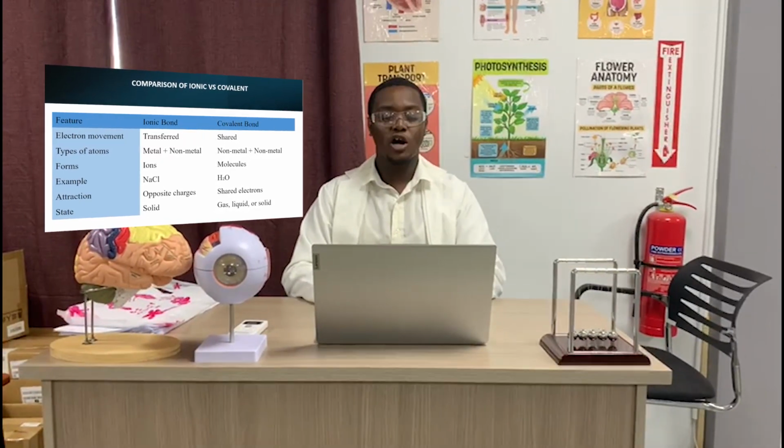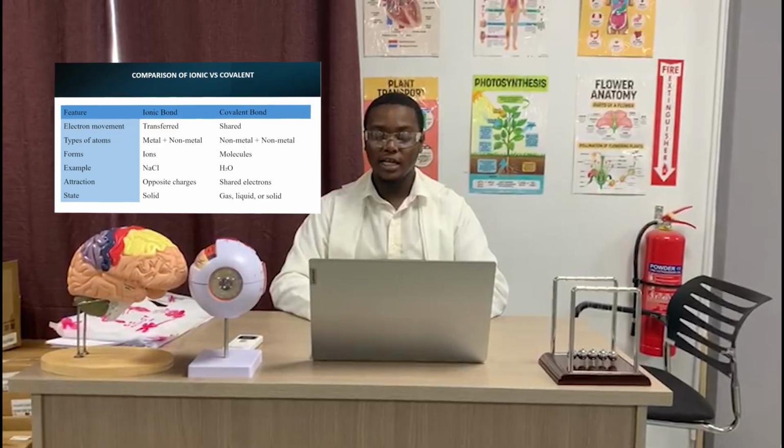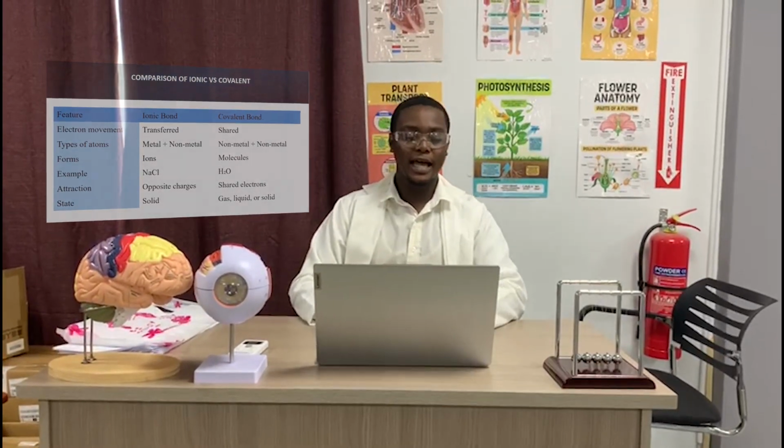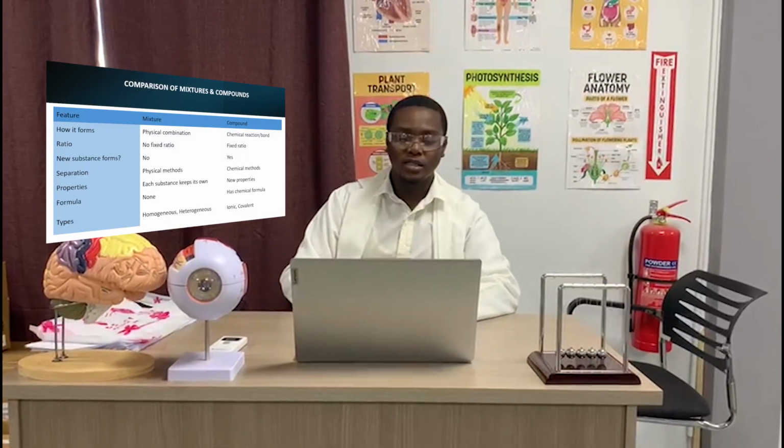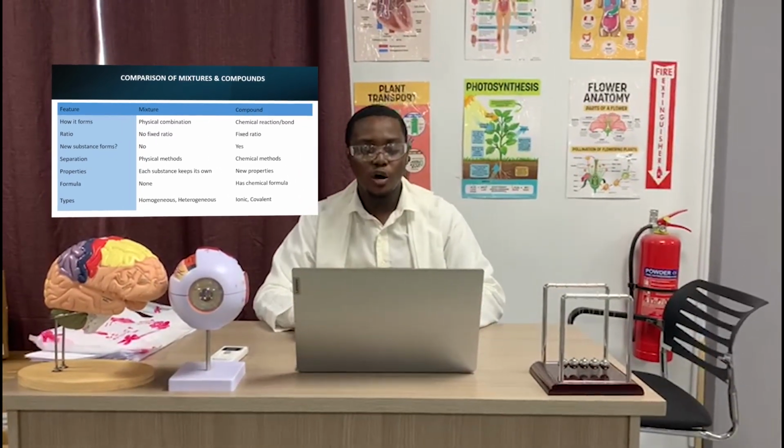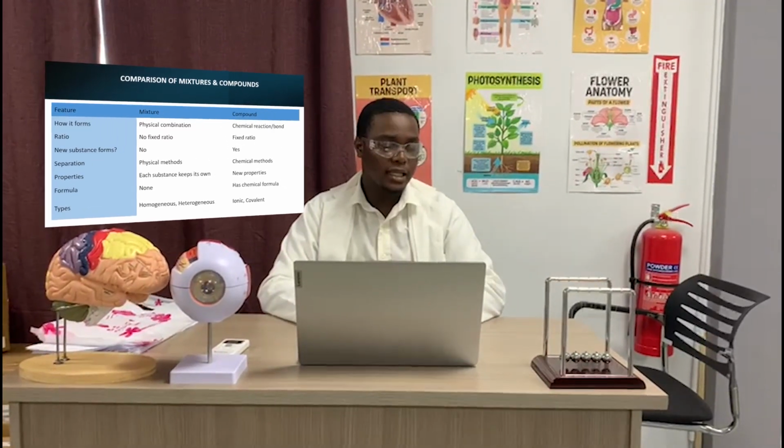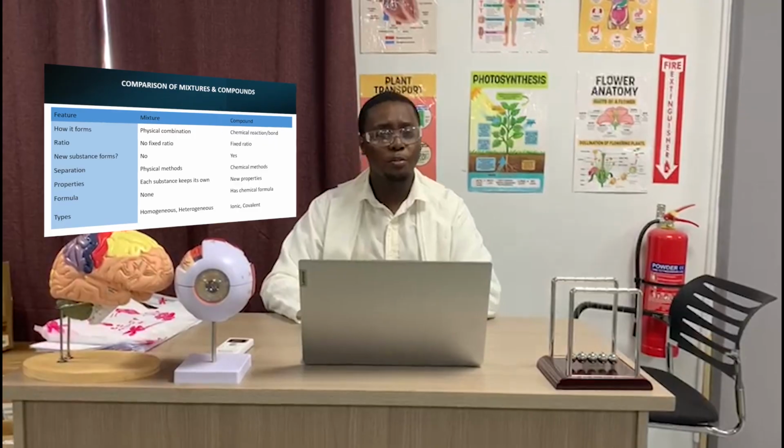The state for ionic are solids, and for covalent are solid, liquids, and gas. Now, we've compared ionic compounds, we've compared covalent compounds, we've looked at water mixtures, we've looked at water compounds, we've even done experiments to show how to separate mixtures or solutions that are combined. Now, lastly, we're going to look at the comparison of mixtures and compounds. Now, the feature we're going to first look at is how these mixtures or compounds are formed.